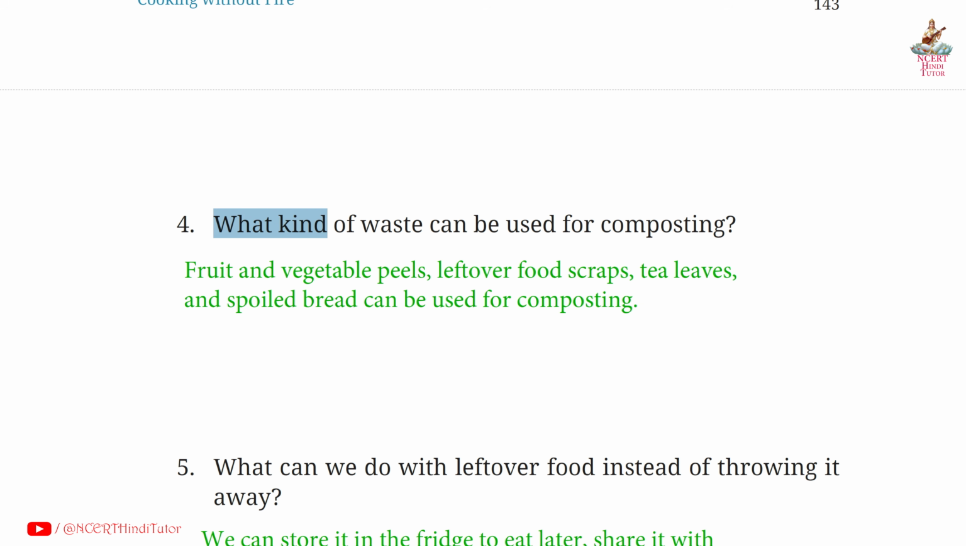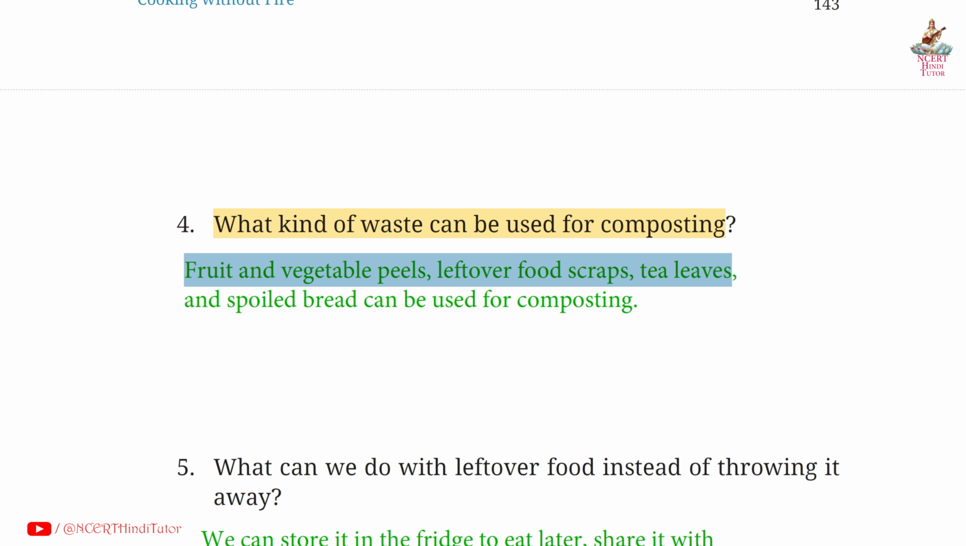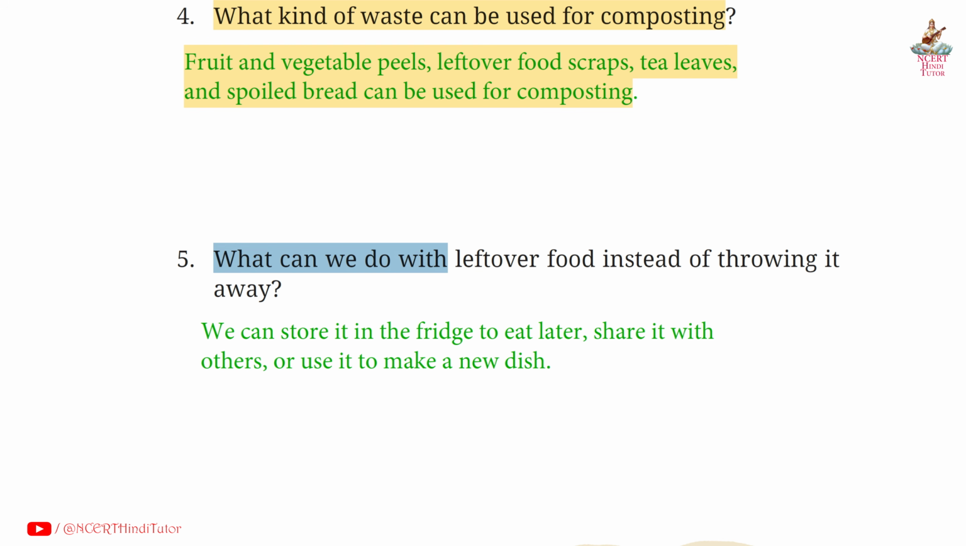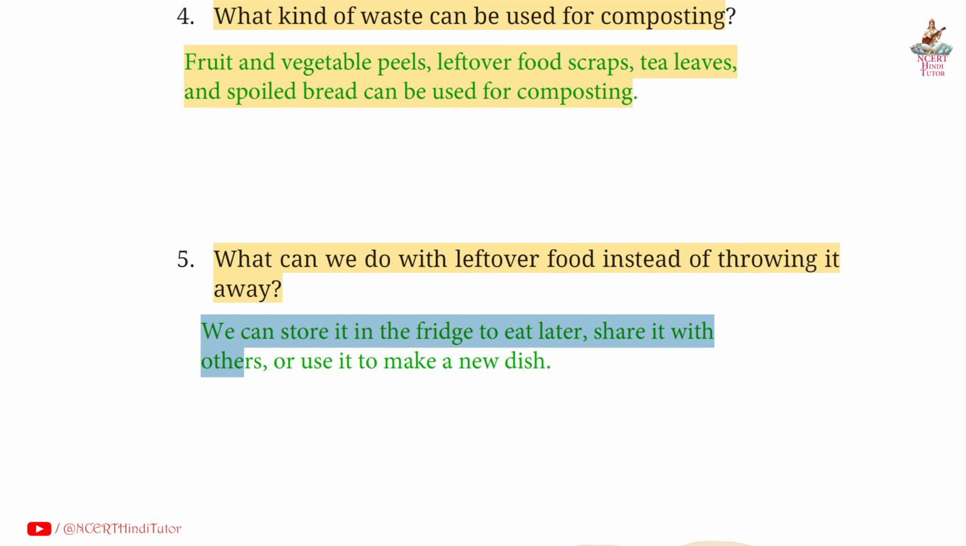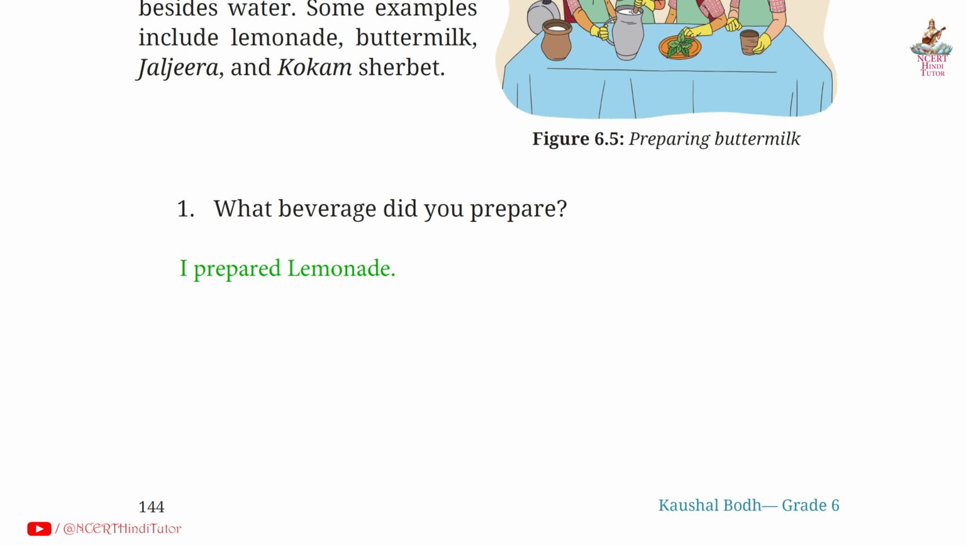Question 4. What kind of waste can be used for composting? Answer: Fruit and vegetable peels, leftover food scraps, tea leaves, and spoiled bread can be used for composting. Question 5. What can we do with leftover food instead of throwing it away? Answer: We can store it in the fridge to eat later, share it with others, or use it to make a new dish.